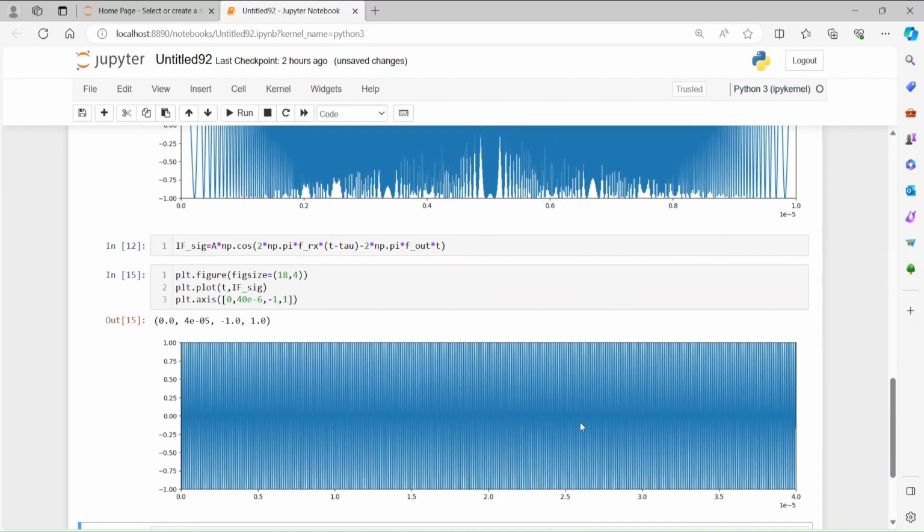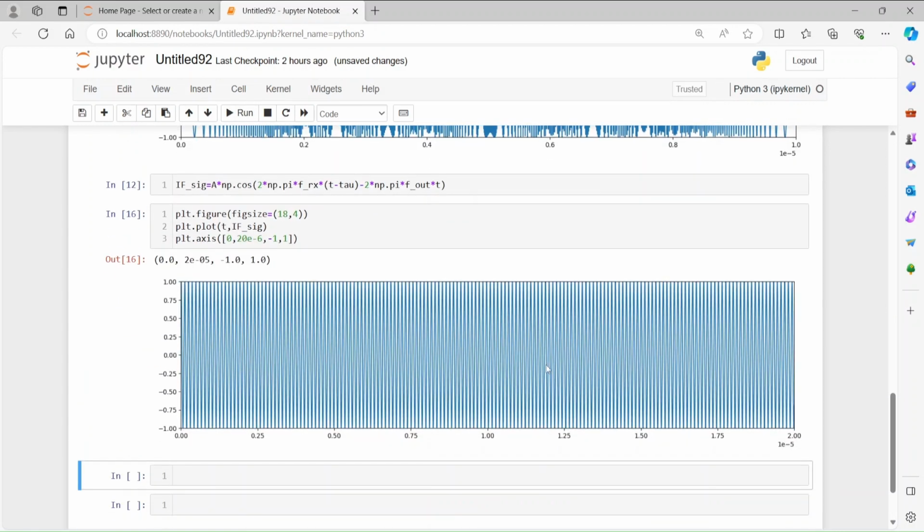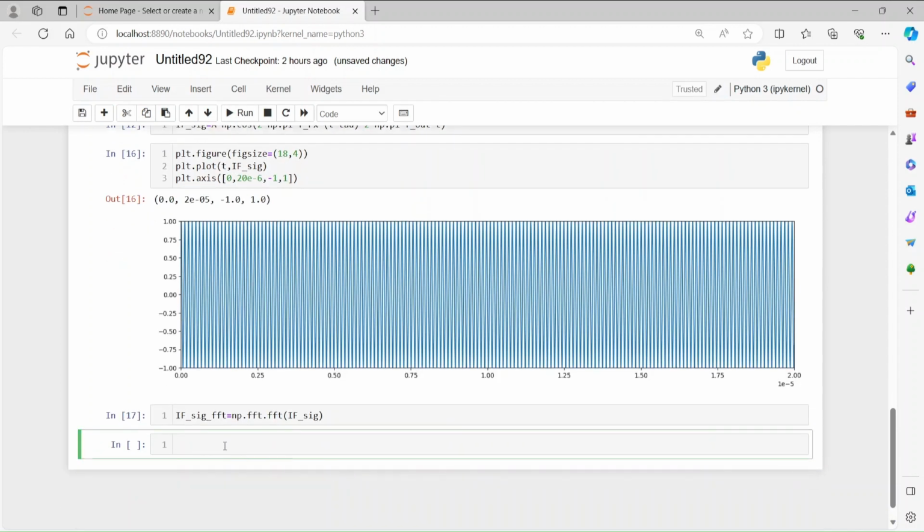After the mixing you are getting this sinusoidal wave. Let me put it down to 20 microseconds. This is what we are getting after the mixing. Now we have to apply the fast Fourier transform on this IF signal. So IF sig FFT is nothing but calling numpy FFT on the IF sig. This is the FFT we are getting here.